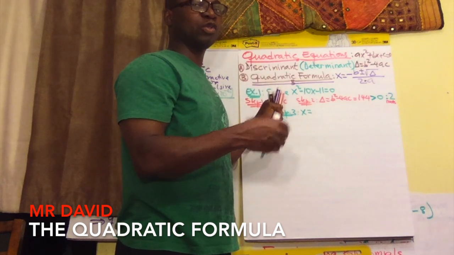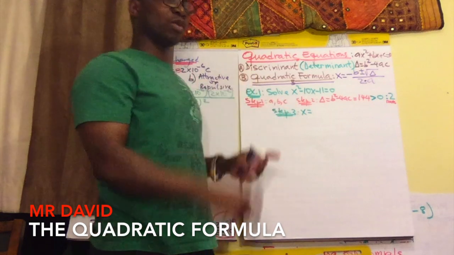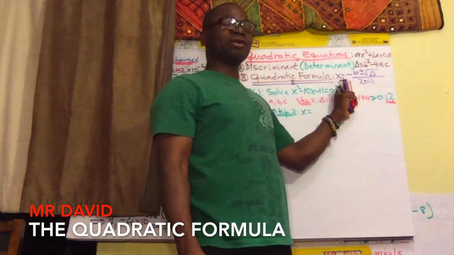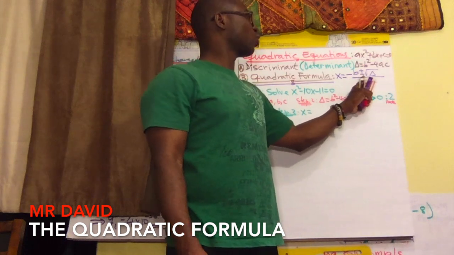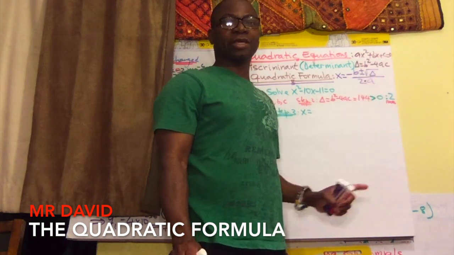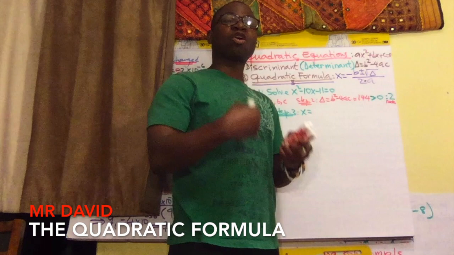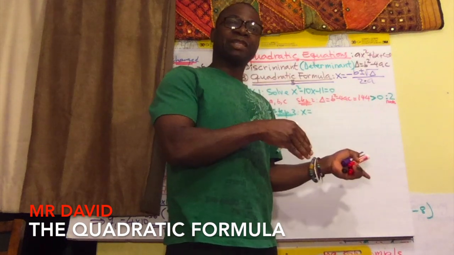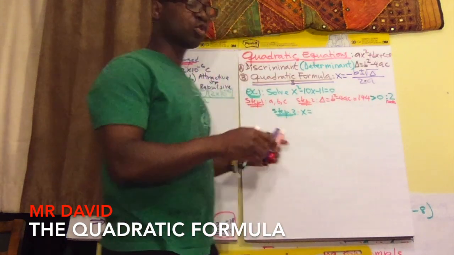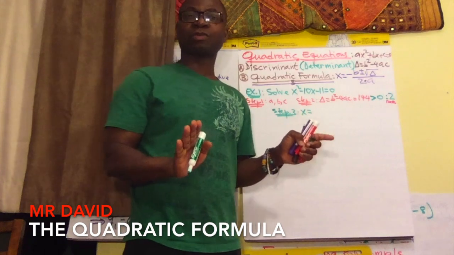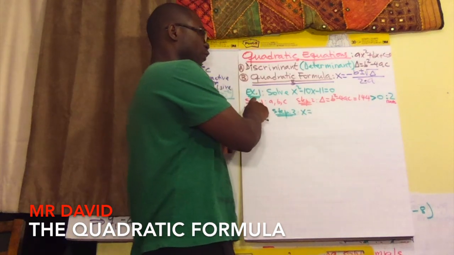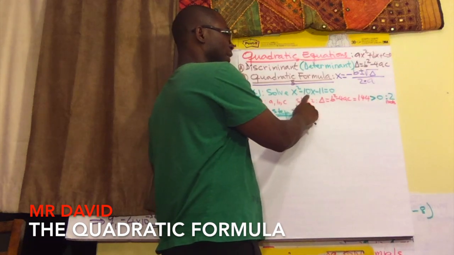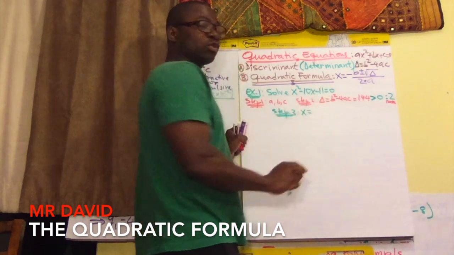We're going to use the quadratic formula. What is the quadratic formula? It's right here. It's x equal to negative b plus or minus square root of delta over 2a. Since this is a continuation from the discriminant lesson, we're just going to use the same example from that lesson. So if you remember, here's the first example: x squared minus 10x minus 11 equal to 0.